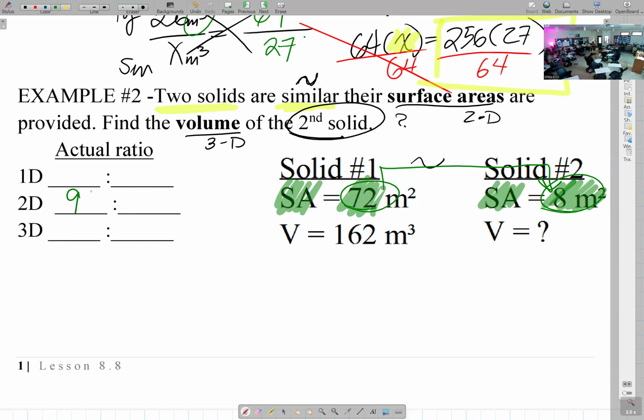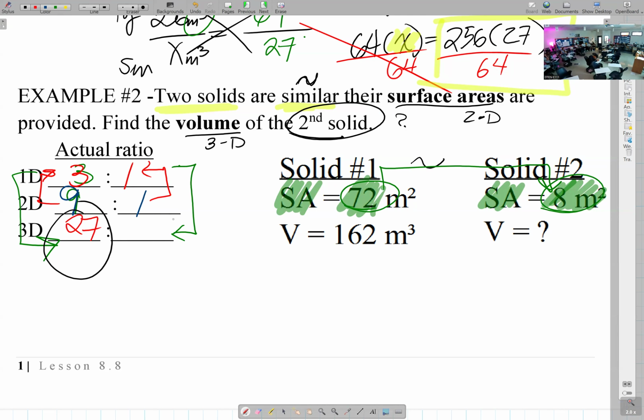Okay, so in the second dimension, we have 9 and 1. I need you to backtrack to the first dimension and then take it and bounce it over to the third. Go. So Talon, square root of 9 is? Yep. This is 3 and 1. All right, now go forward. Federico, 3 times 3 times 3. 27. Federico again, 1 times 1 times 1. 1, bam.